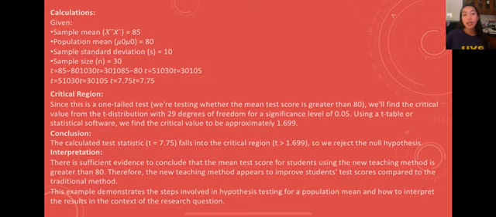Critical region. Since this is a one-tailed test, we are testing whether the mean test score is greater than 80. The calculated test statistic t equals 7.75 and falls into the critical region. Interpretation: there is sufficient evidence to conclude that the mean test score for students using the new teaching method is greater than 80%.